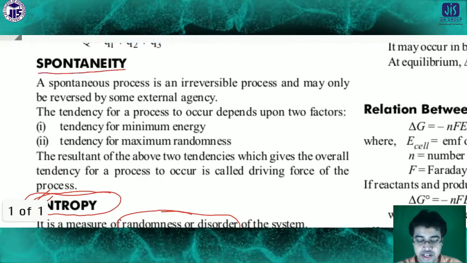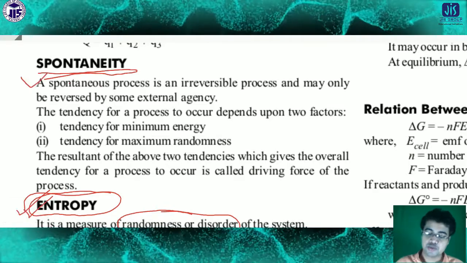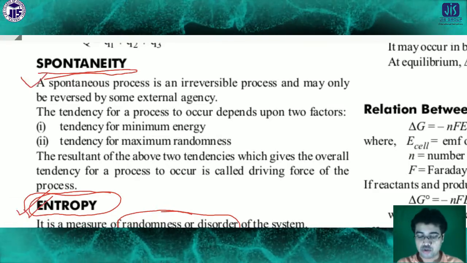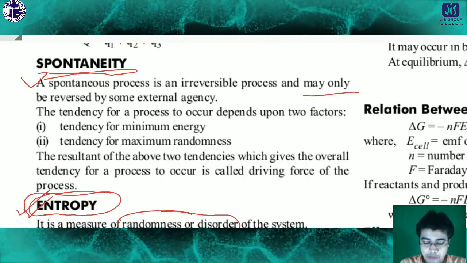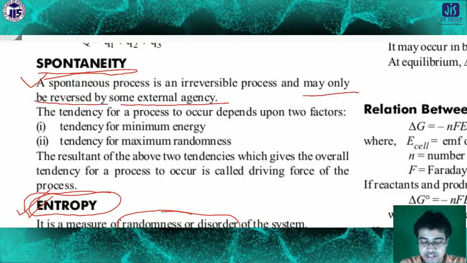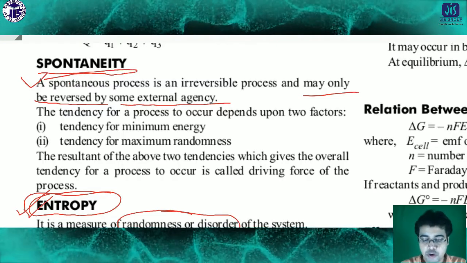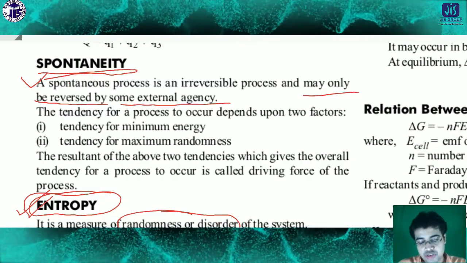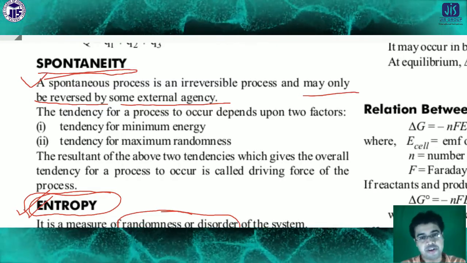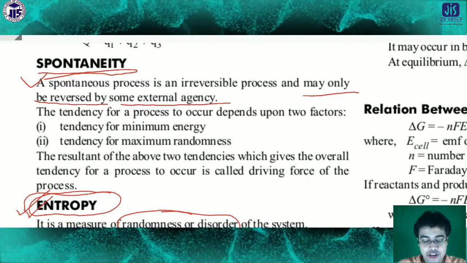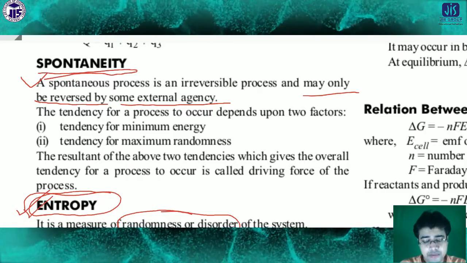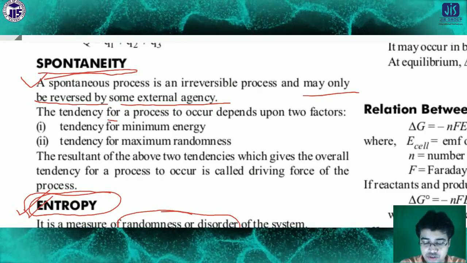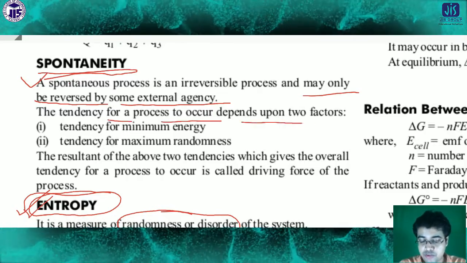So spontaneity means a spontaneous process is an irreversible process, and may only be reversed by some external agency. Any kind of spontaneous process is an irreversible process, and may only be reversed by some kind of external agent.